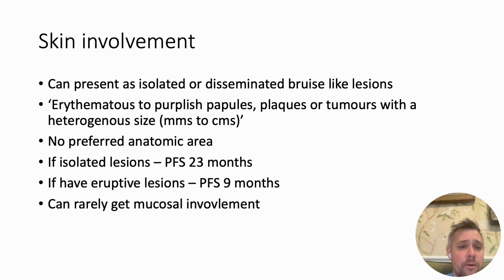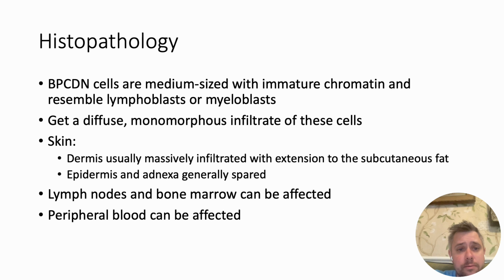So the skin often presents as isolated or disseminated bruise-like lesions, which can often be described as erythematous to purplish papules, plaques, or tumors with heterogeneous size. There is no preferred anatomic area, and if they're just isolated areas, you often get a progression-free survival of 23 months. But if you have eruptive and multiple lesions, almost like both our cases, the progression-free survival is about 9 months. Rarely it can affect the mucous membranes.